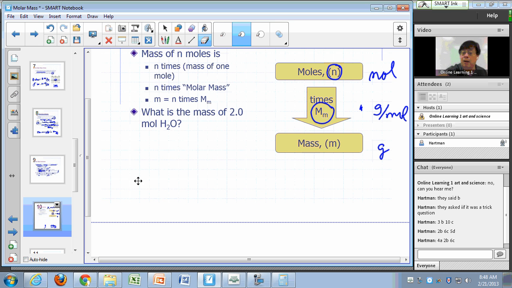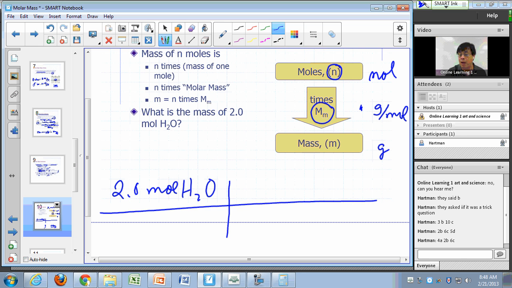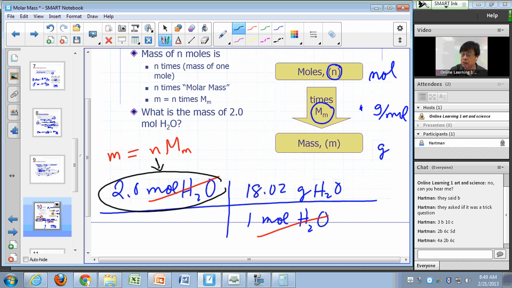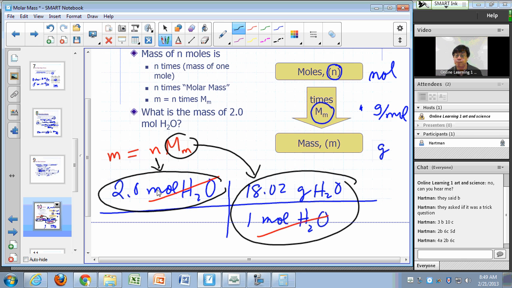So same thing here. You say 2 moles of H2O multiplied by the molar mass, which is 18.02 grams for 1 mole of H2O. So you can see that moles of H2O cancel out. Number of moles multiplied by the molar mass. If you prefer to use a formula, you can say the mass is equal to number of moles times the molar mass. That's what we did here when we did this picket fence calculation. This is the number of moles multiplied by the molar mass. Molar mass is this one right here.